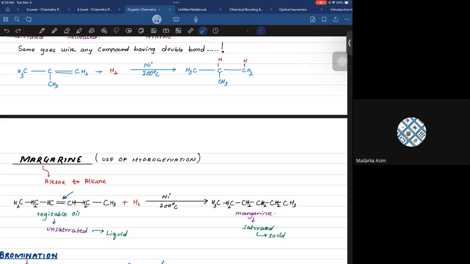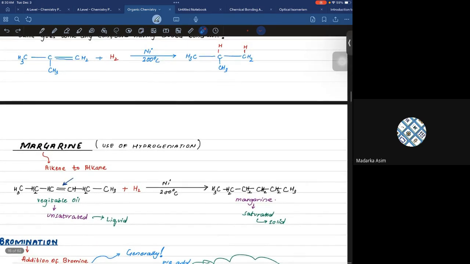So this is the use of hydrogenation, that we can easily prepare margarine. We generally add hydrogen gas into an alkene and then we get an alkane basically. Okay.